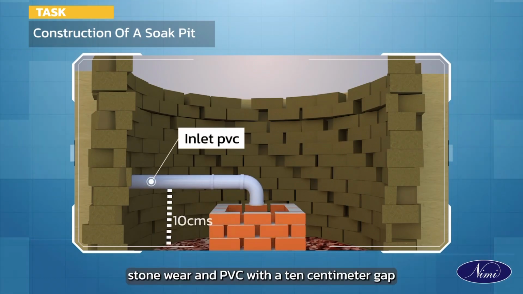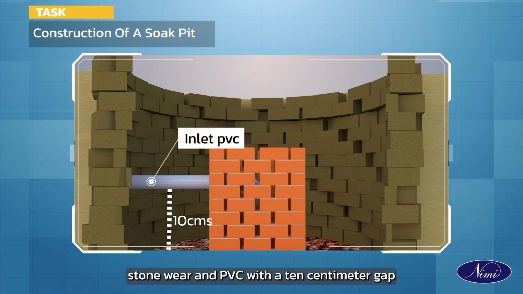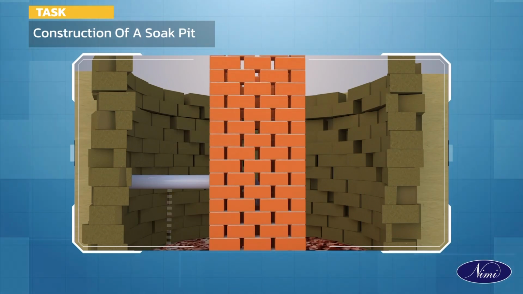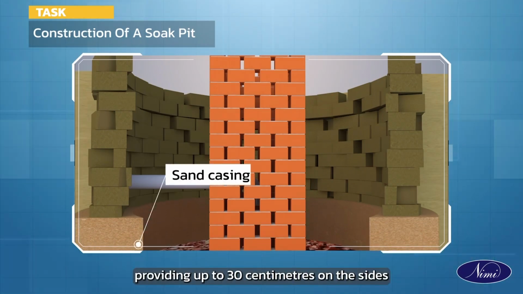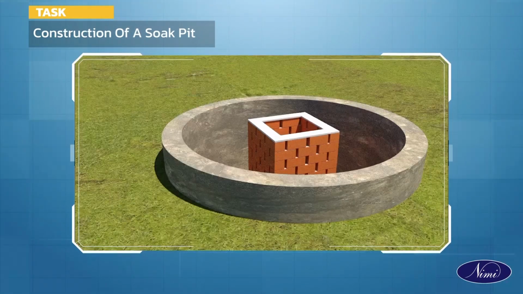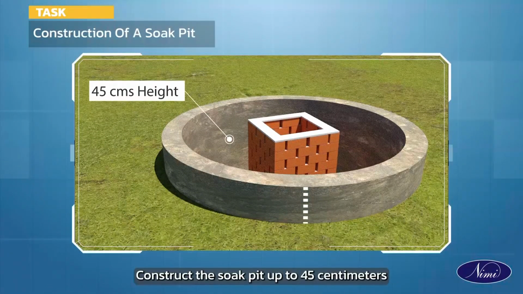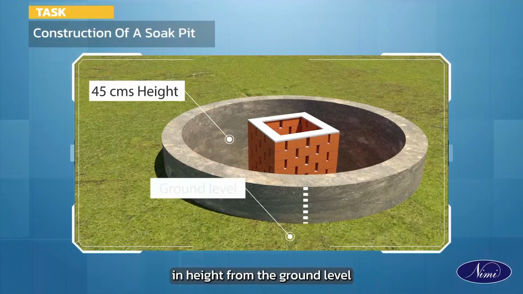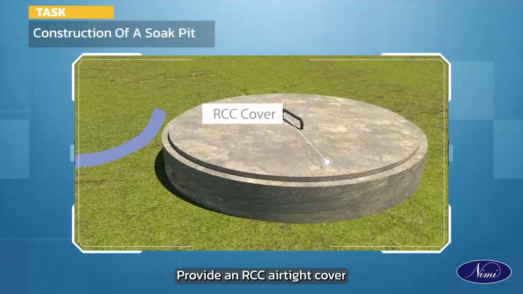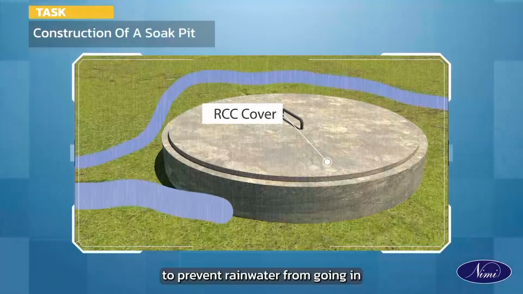Fix an inlet using stoneware and PVC with a 10 cm gap from the bottom. Do sand casing providing up to 30 centimeters on the sides. Construct a soak pit up to 45 centimeters in height from the ground level. Provide an RCC airtight cover to prevent rainwater from going in.